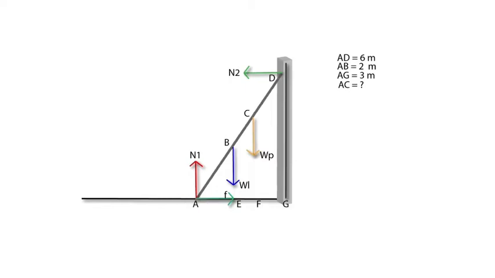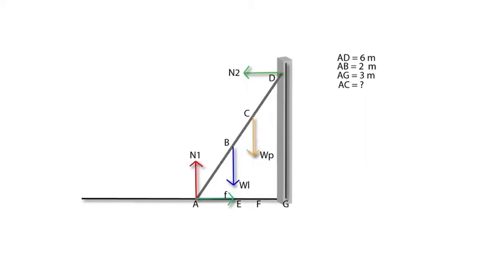And that happens when a person climbs up on the ladder. So this person is trying to climb up the ladder, and the question is, how far up the ladder can this person climb before the ladder begins to slip? So that's the question. Again, how far up the ladder can the person climb before the ladder begins to slip?